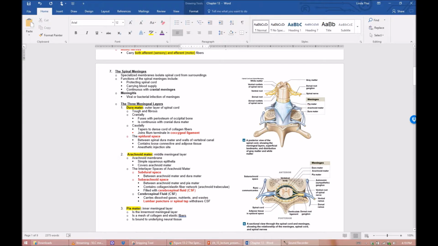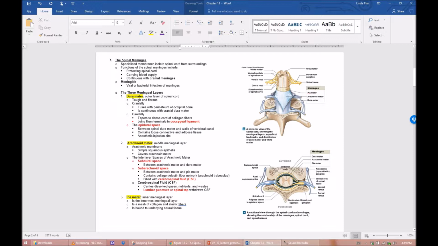Okay, moving down to spinal meninges. These are specialized membranes that isolate the spinal cord from the surroundings. They protect the spinal cord, they carry blood supply, and they are continuous with cranial meninges, so they fuse together with the cranial ones. Meningitis is the viral or bacterial infection of the meninges. It can be dangerous because it can disrupt the normal circulation of cerebrospinal fluid, and it can damage and kill neurons and also damage neuroglia in the affected areas.